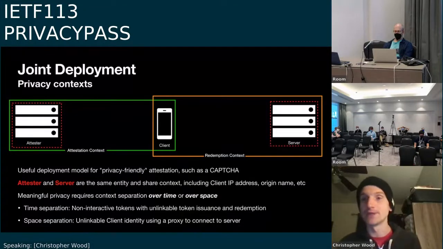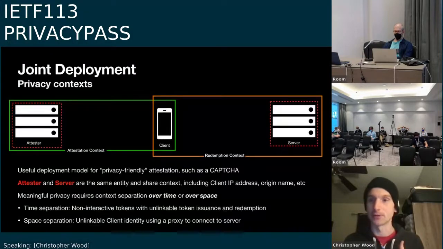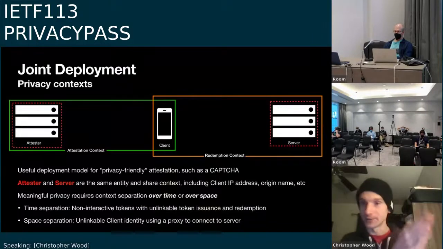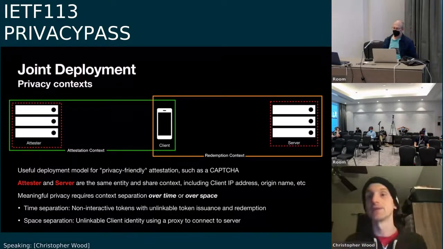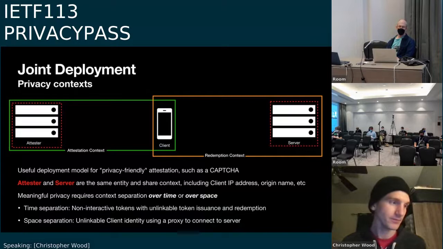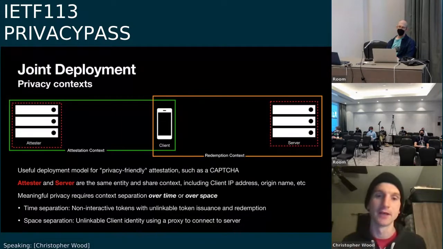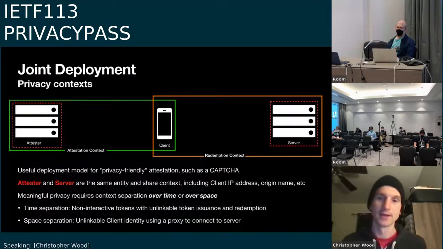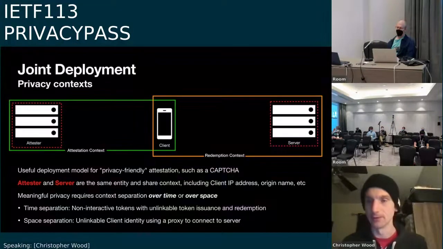As a result, meaningful privacy in this particular arrangement means that the client has to either separate itself across interactions over time, so that across different redemption events or across different attestation events, it appears as a different client, or over space, such that when interacting with the attester or the server, it appears as a different client, or it's unlinkable with respect to an attestation and redemption event.